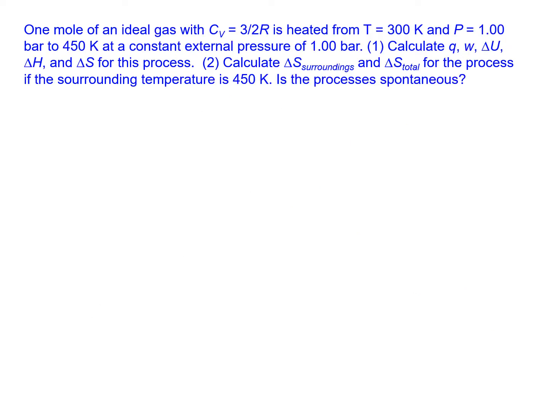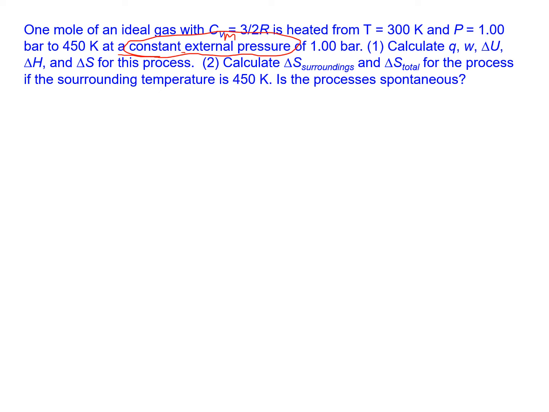Question 3. 1 mole of an ideal gas with CVM equals 3 over 2R is heated from initial temperature 300 Kelvin and pressure 1 bar to final temperature 450 Kelvin at a constant external pressure. Calculate Q, W, delta U, delta H, delta S. At this point, you should be familiar with the calculation of Q, W, delta U, delta H for different processes. This question is about constant external pressure.